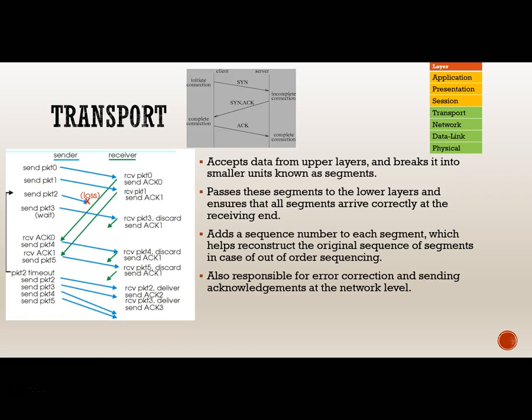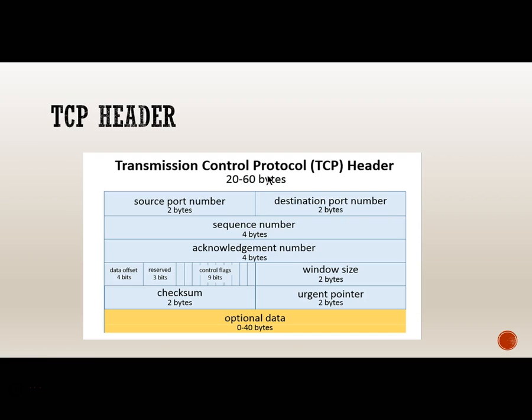Sequence number to each segment helps reconstruct the original sequence. If they are received out of order, they can be put back into the proper order. Responsible for error correction, sending acknowledgments at the network layer. So we're going to do those things. This is what the TCP header looks like.